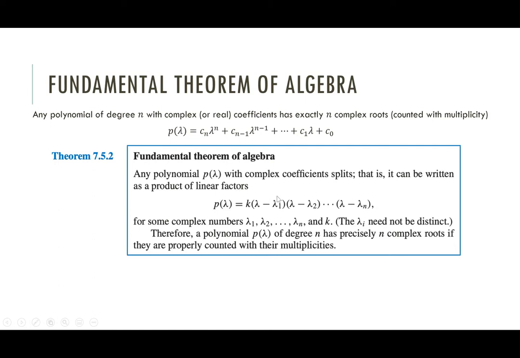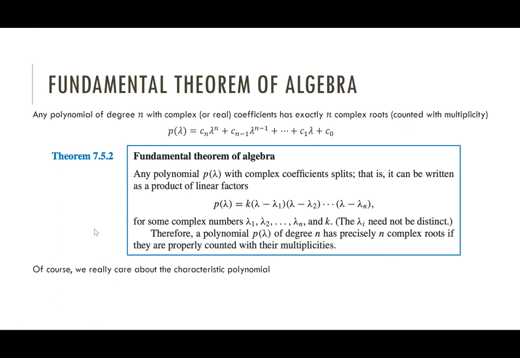And one thing to note is that these complex roots can be repeated, so they don't all have to be distinct. That's the comment about counted with multiplicity. And what's this k doing here? Well, this k is just the leading coefficient. So yes, this is a different way of saying the fundamental theorem of algebra. You've either got complex roots or you can say it can be factored n times.